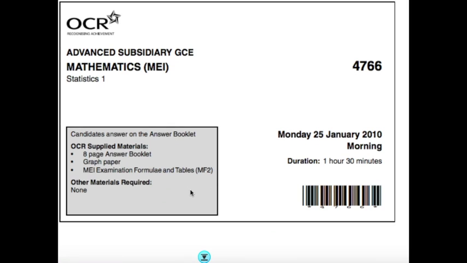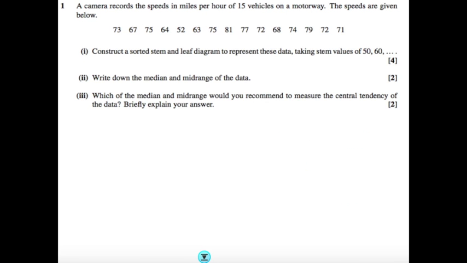Stats students, so I'm going to be going through this January 2010 paper. As always, let me know if there's anything you don't understand or anything more you'd like me to go through.